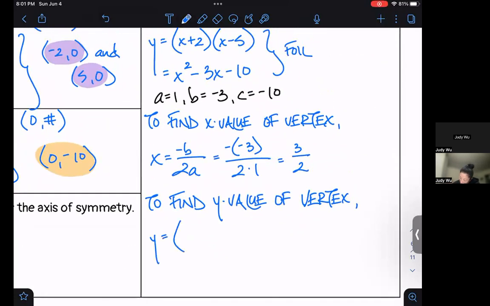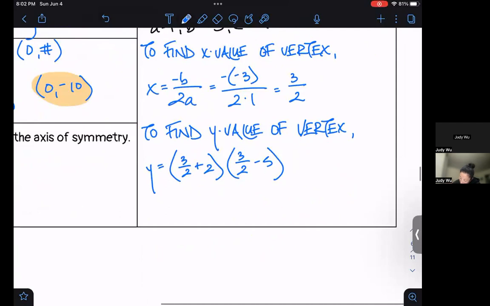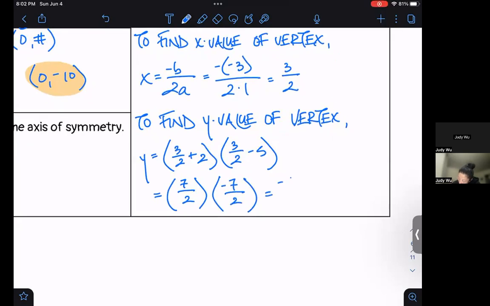y equals 3 halves plus 2 times 3 halves minus 5. See, 3 halves plus 4 halves is 7 halves. 3 halves minus 10 halves is negative 7 halves. And so this gives us negative 49 over 2.